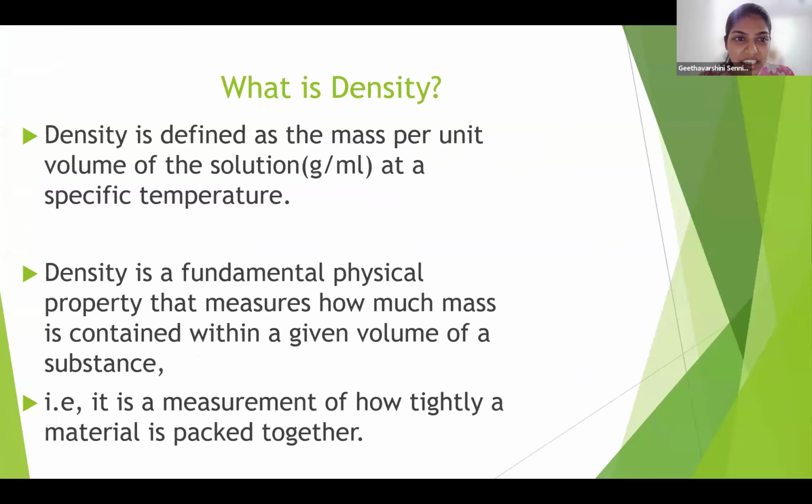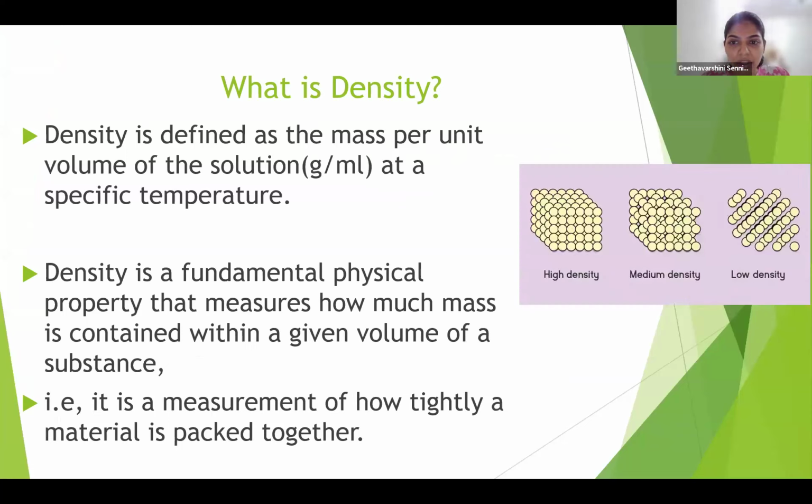So, what is density? Density is defined as the mass per unit volume of the solution at a specific temperature. Density is a fundamental physical property that measures how much mass is contained within a given volume of a substance. That is, it is a measurement of how tightly a material is packed together. This image depicts three various density objects. First is the molecules where it's very tightly packed together, which is highly dense. And the third, which shows the molecules which are loosely packed, which is very low dense.